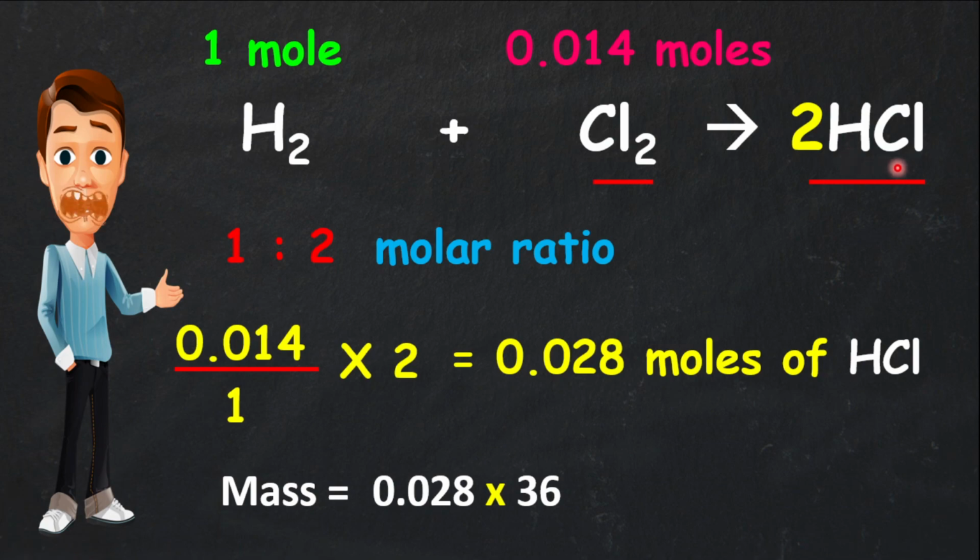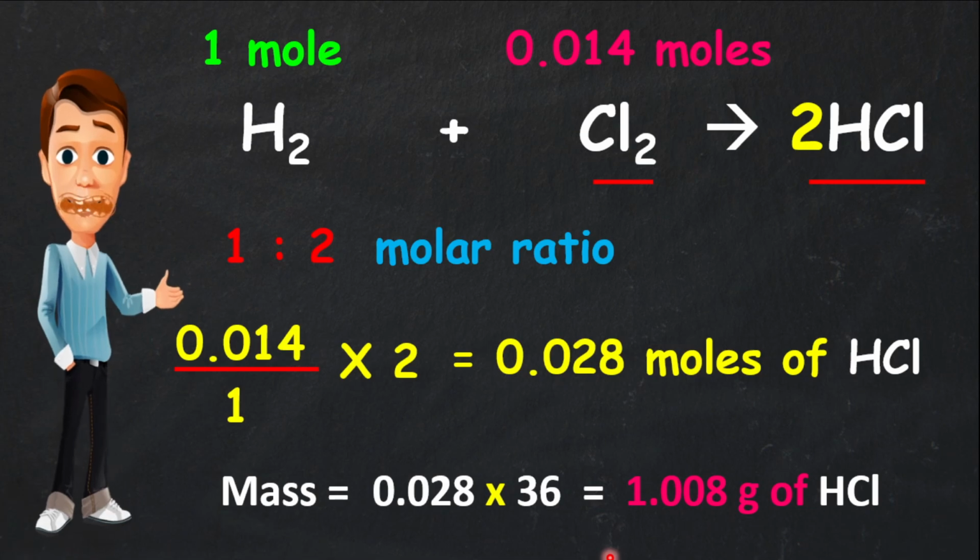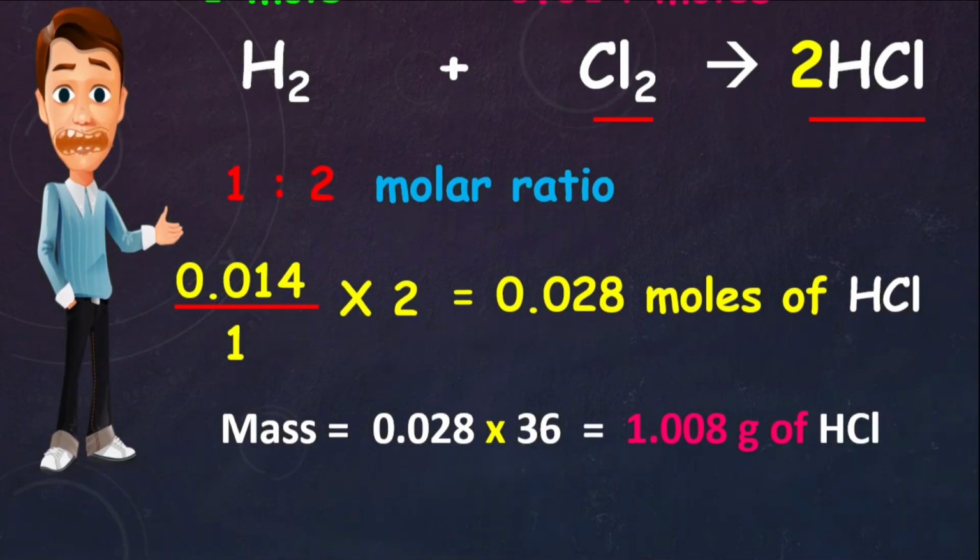Hydrogen is 1 gram, chlorine is 35 grams. So 35 plus 1 is 36. Therefore, we will get here 1.008 grams of HCl.